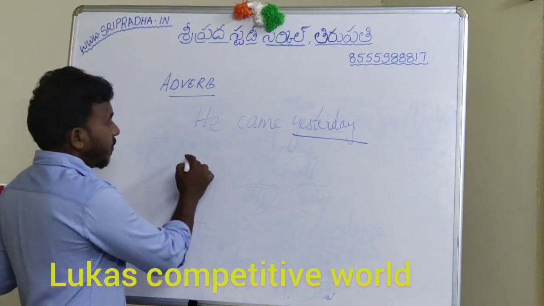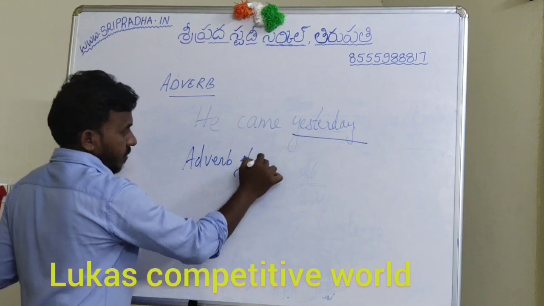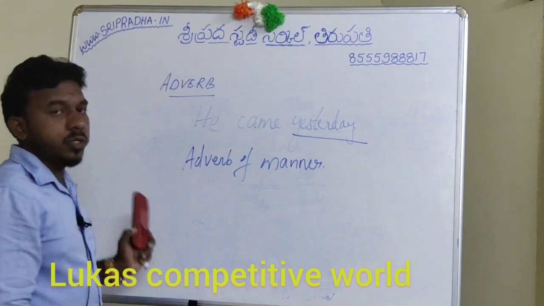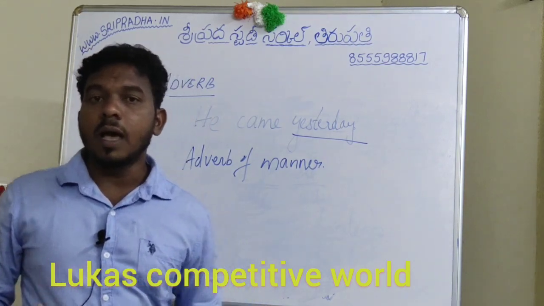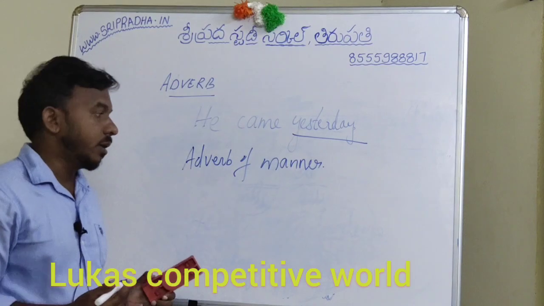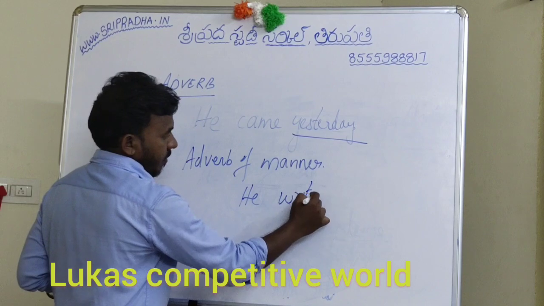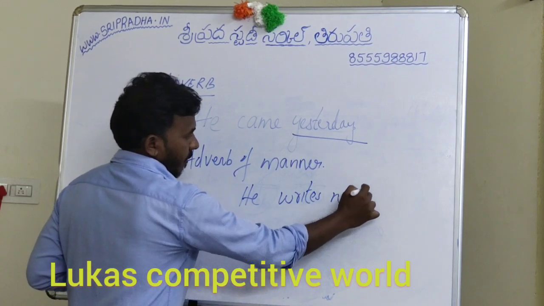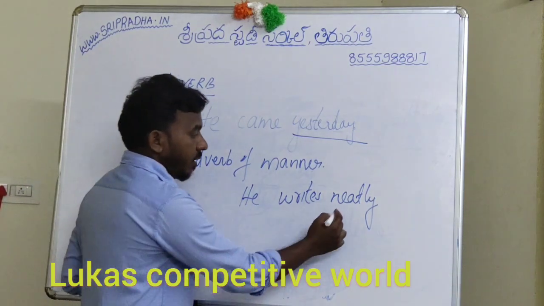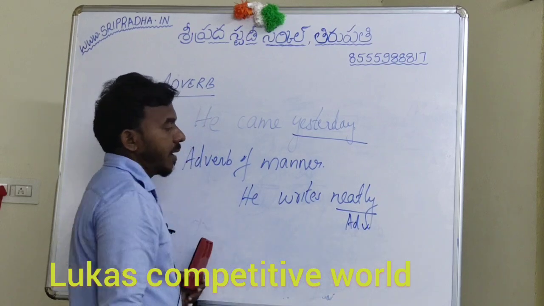Next, adverb of manner. It shows how the action happens. Example, he writes neatly. How does he write? Neatly. Here, neatly shows the manner of an action. So this is called adverb of manner.